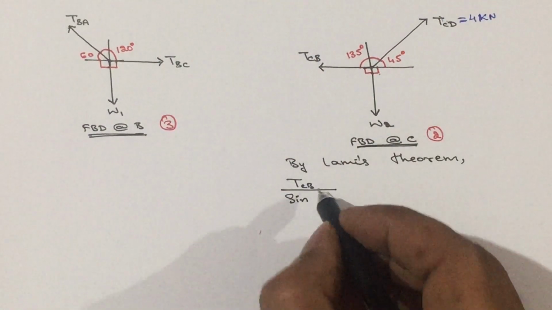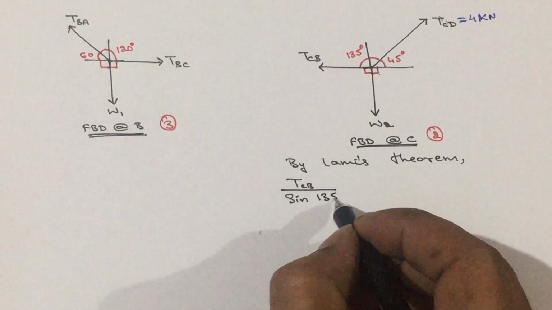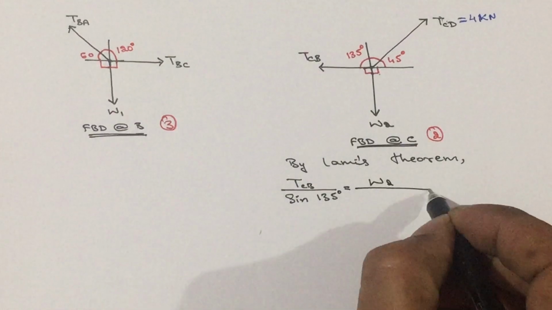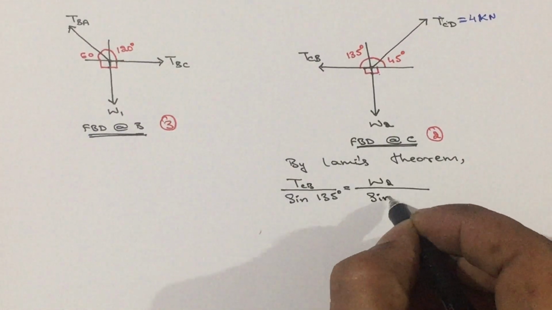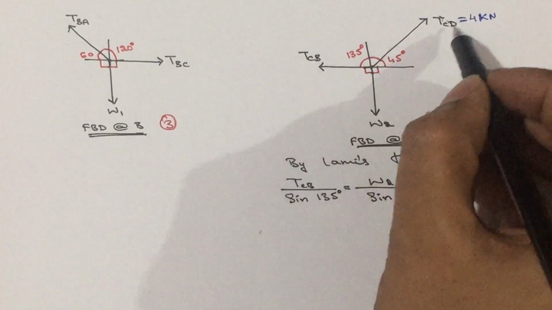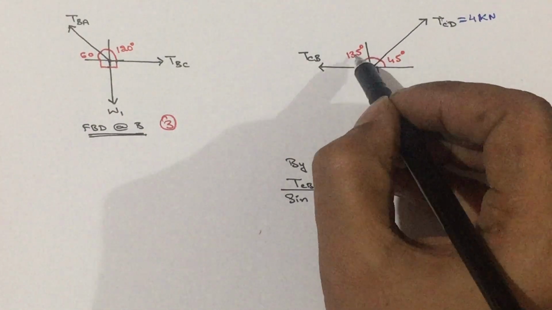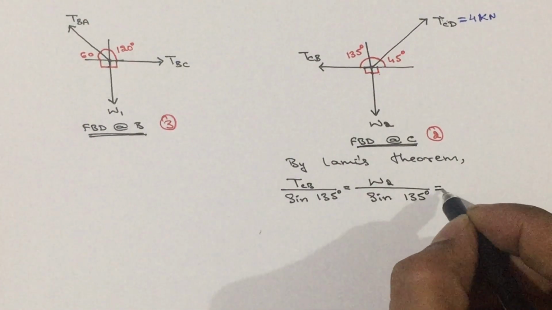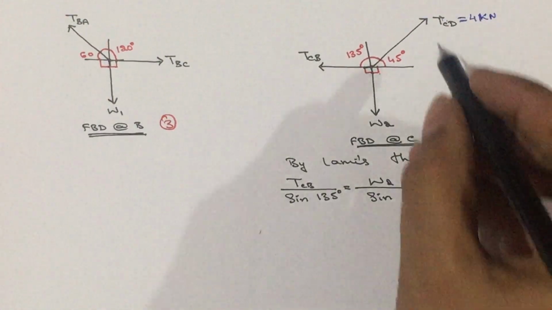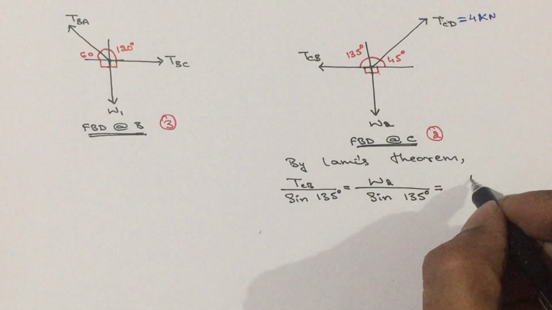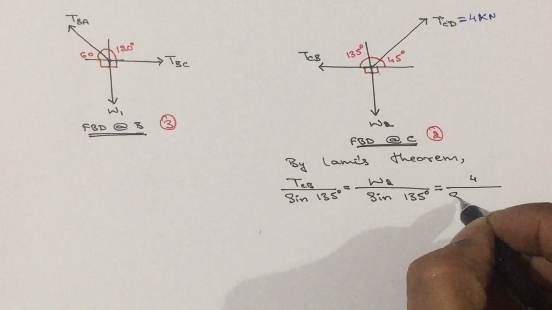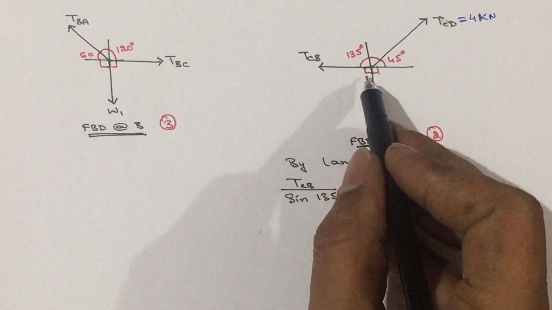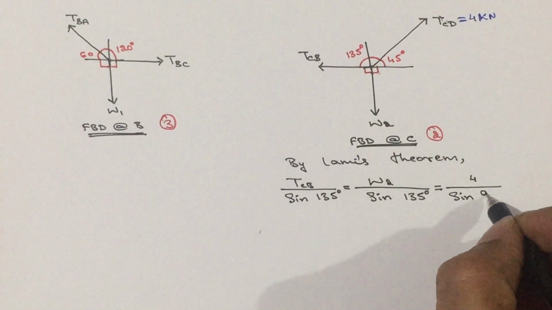which is 90 plus 45, that is 135. Next, W2 divided by sine of the angle between the other 2 forces, TCB and TCD, which is 135 degrees. So next one is TCD, that is 4 kilonewton, 4 divided by sine of the angle between the other 2 forces, TCB and W2, which is 90.